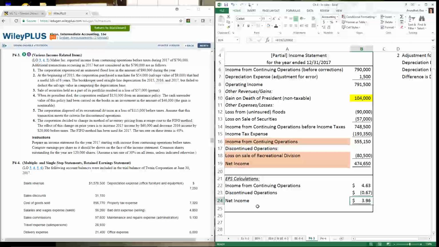So once again, key thing to remember over here is, if we had preferred dividends, you would subtract it from income from continuing operations as well as the net income number in order to calculate the per share earnings per share, but you do not do it for discontinued operations.